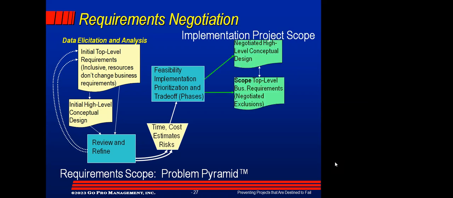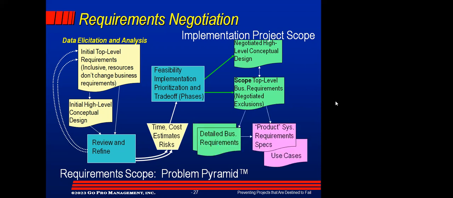Notice that the scope of any project is its top-level real business requirements. And going along with that, we often have what's called a high-level conceptual design to give kind of a bridge between requirements and design. And then we selectively drive down one or more of those top-level requirements that we're actually implementing to do additional data elicitation and analysis to develop a set of more detailed real business requirements, and then based on that to design a product, system, software and its requirements and specifications, and very often use cases to describe its usage.